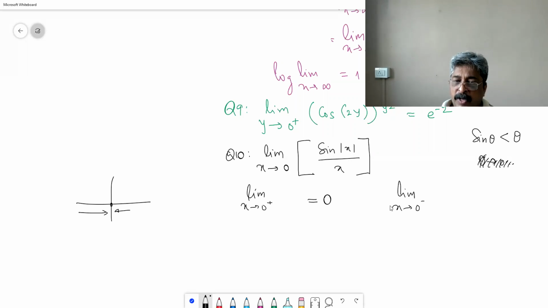When you approach from the left hand side, this is going to be important. So it is minus of sin x upon x, and again the numerator is going to be smaller than the denominator. The fraction is going to be less than 0 in magnitude but with a negative sign, whose greatest integer is going to land at minus 1. So the right hand limit is 0. Left hand limit is minus 1, therefore the answer does not exist. Question number 11.